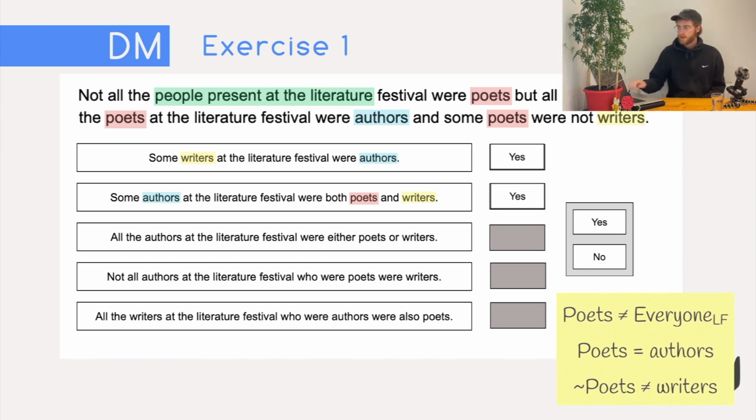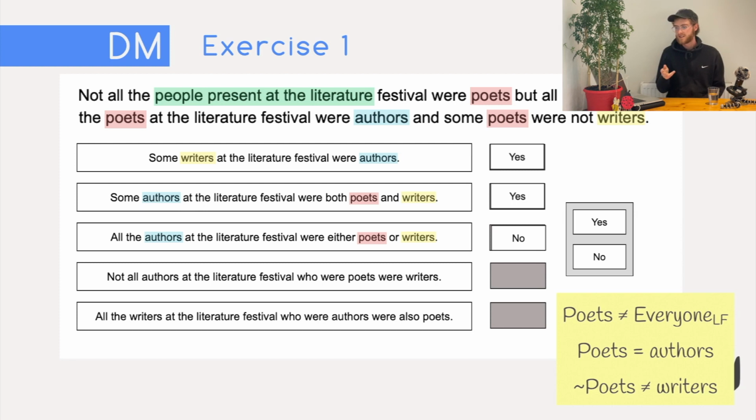Now for the next one, this is again looking at all three groups, but the key word here is all. So the answer before was correct because it used the word some, which gave a kind of allowance for people that didn't fit into the groups. Whereas this is saying that all of the authors at the Literature Festival were either poets or writers. And so we can see in the first line here that it says that not everybody at the Literature Festival was a poet. And so that tells us that we can't conclude whether all of the authors at the Literature Festival were poets because we just don't have that much information. So the answer for this one is no.